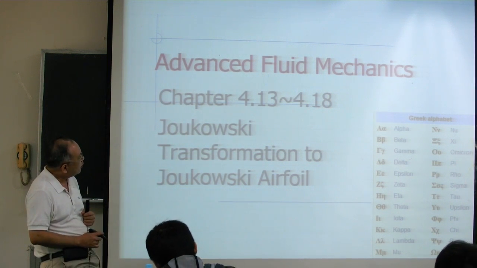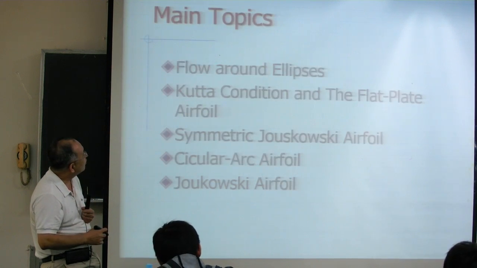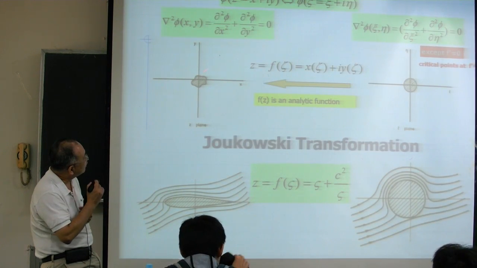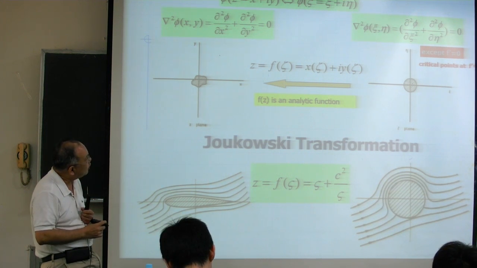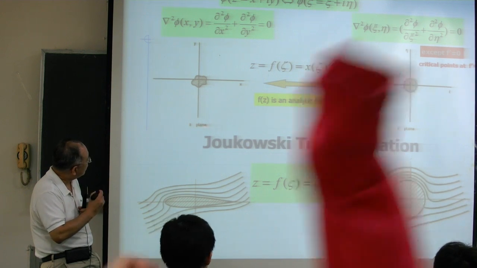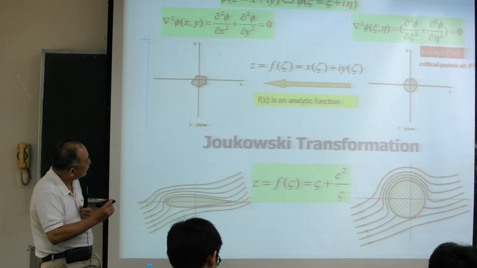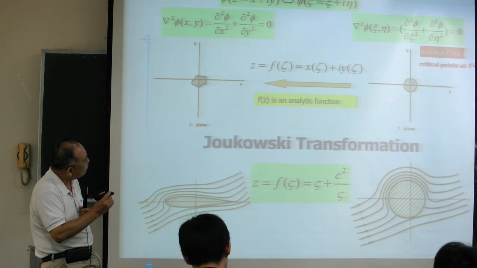So we discussed last time about the conformal mapping. This is just copied from the previous lecture. We have the two planes: this is the Z plane, and this is the zeta plane. And usually the zeta plane has a much simpler geometry.